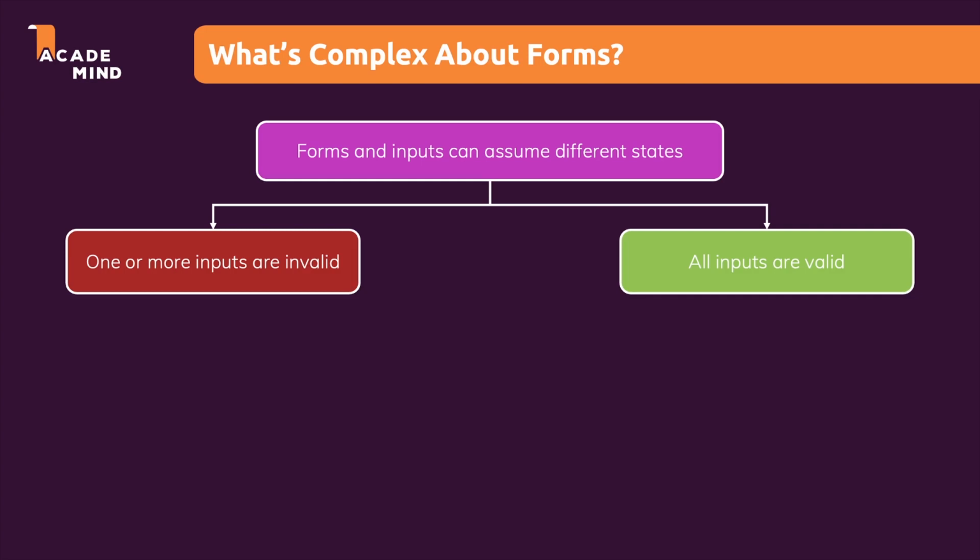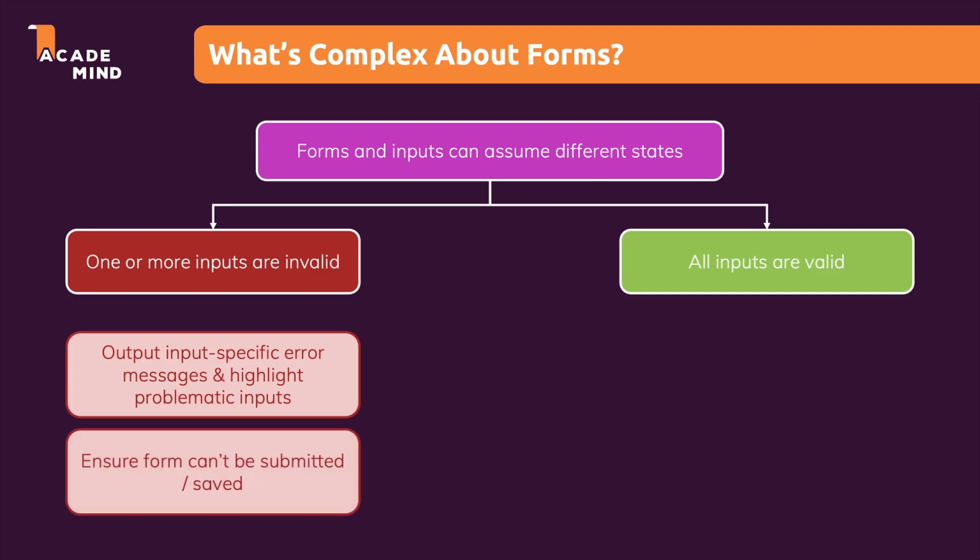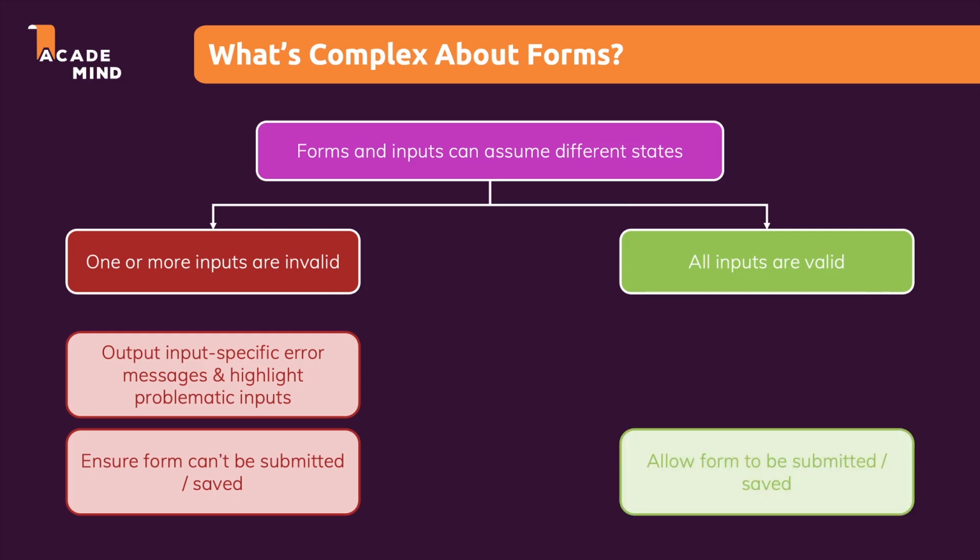Now, when a form and its inputs are invalid, you might want to output input-specific error messages and highlight the problematic inputs. And you also want to ensure that the form can't be submitted or saved if one or more inputs are invalid. If the inputs are valid, though, you of course want to make sure that it can be submitted and saved. Now, when we dive into showing error messages and highlighting invalid inputs, things get even more complex.